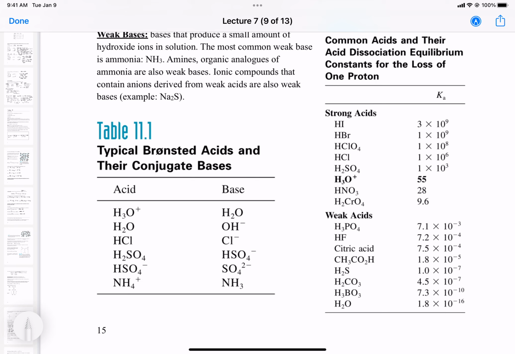What these values represent is that the higher the number, the stronger the acid. So you see the strong acids have really large Ka values, much greater than 1, so they are considered strong acids, whereas weak acids are much less than 1. They are considered weak acids because they don't dissociate completely, so that's why their values for dissociation are much lower.